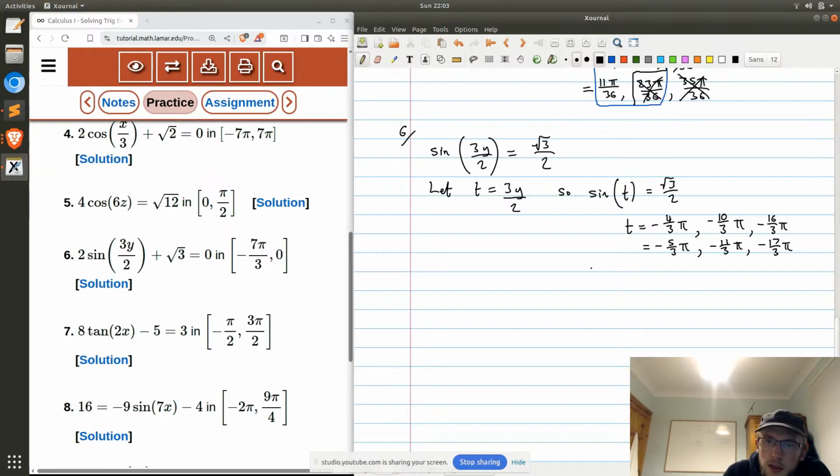And now consider what y is. If 3y over 2 is t, then y is 3/2 of t, so I need to find 2/3 of each of these. So multiply them all by 2/3. All right. So -8 over 9 pi. -20 over 9 pi. -32 over 9 pi.